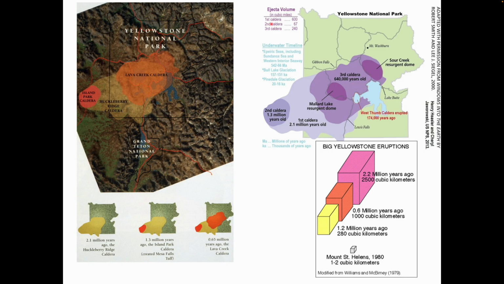So in cubic miles, that first caldera was about 600 cubic miles of ash. The Island Park caldera, about 67 cubic miles. And then the Lava Creek caldera, the third one, about 240 cubic miles of ash was erupted.